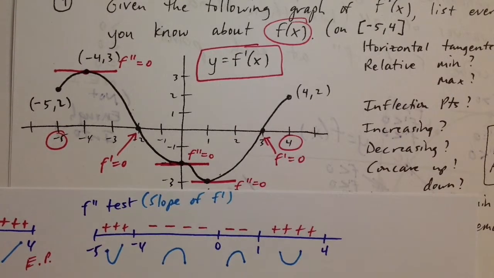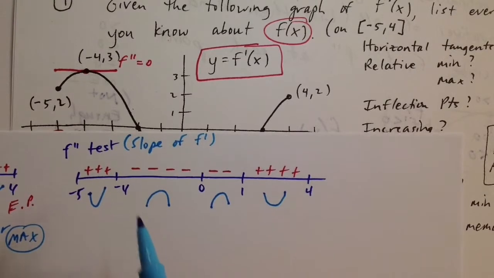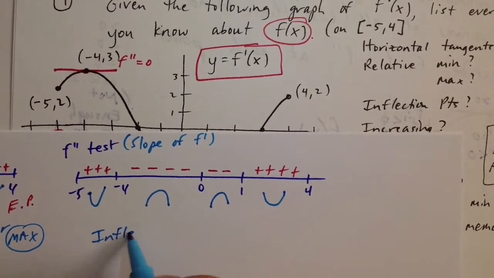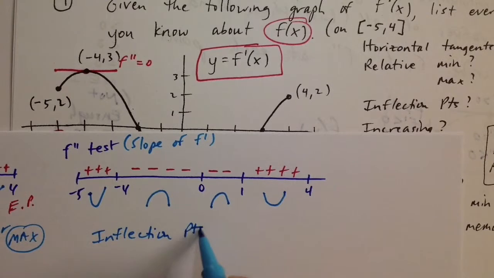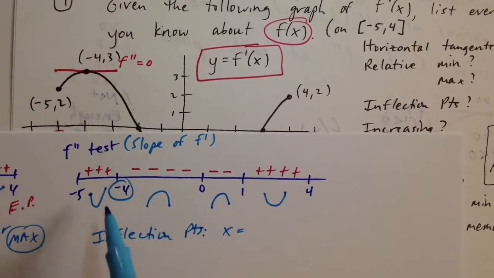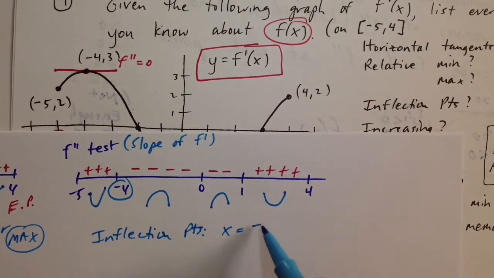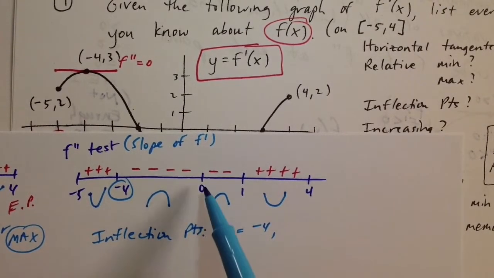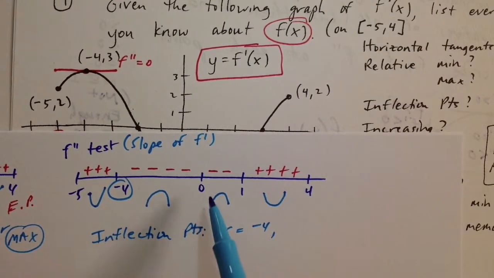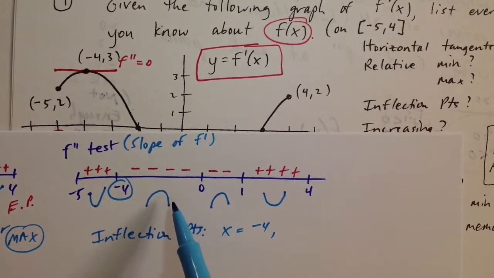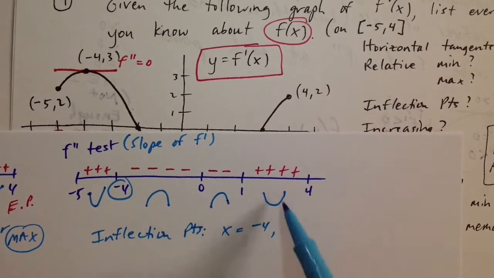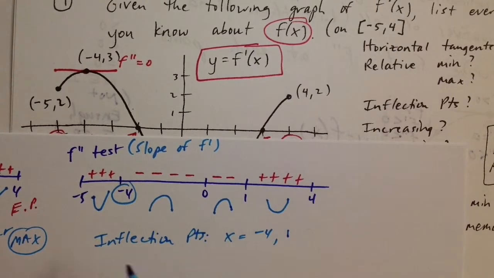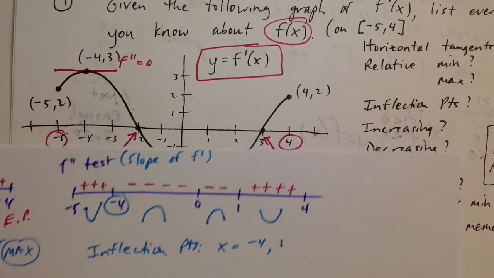So how many inflection points do we have? When you change concavity from up to down, at x equals negative 4, we have an inflection point. It's normal for students to pick 0 as an inflection point, but why is it not? Because you don't change concavity, you go from down to down. You only get an inflection point when you go from concave down to up or up to down. That occurs at 1. So we have inflection points at negative 4 and 1.